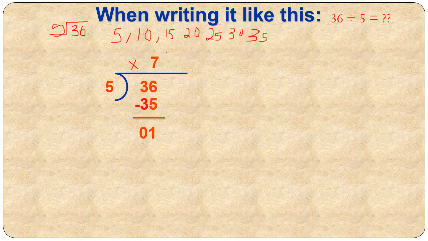The first number, as we said before, is called the dividend. That means the number that I'm going to divide. For example, a bar of chocolate. I have 36 bars of chocolate. I want to divide these 36 bars of chocolate among my 5 friends. So the number of chocolates, the first number, is called the dividend, always before the sign of division.